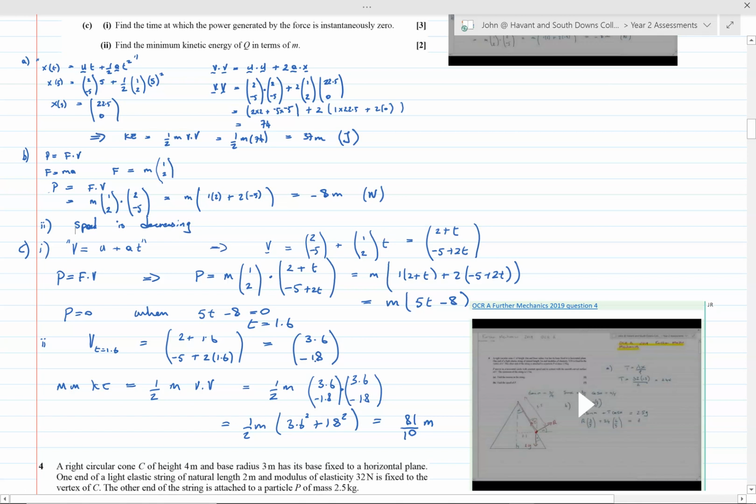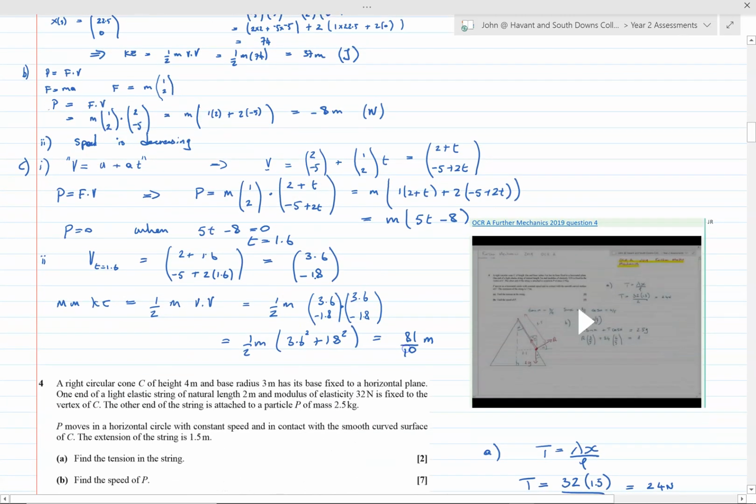There were some that didn't realise. It was a bit of an unusual question, to be honest, but it probably may become standard over the years. Some people didn't make the connection between t being equal to 1.6 in the first part of part C, and that actually being the point where there's minimum kinetic energy.